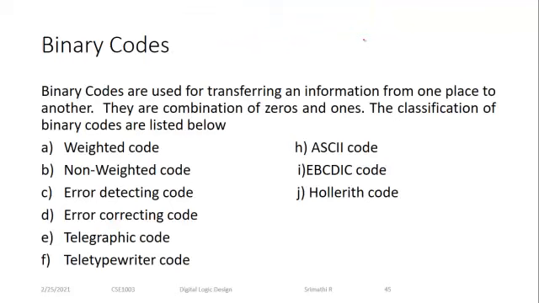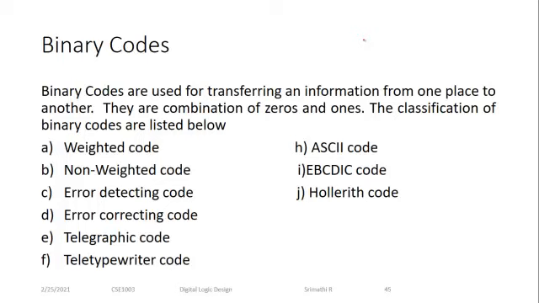Okay, the next topic that we are going to deal with is binary codes. There are several binary codes. What are binary codes? The combinations of zeros and ones are said to be binary code. Why do we need binary code? If we need to transfer some information from one place to another, we need these sorts of binary codes, because machine language, as I said already, can understand only zeros and ones.